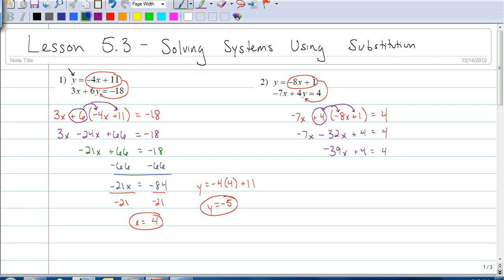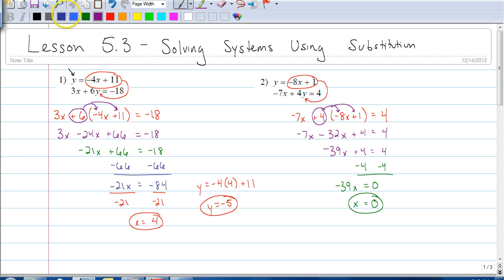Subtract 4 from both sides, and I get negative 39x equals 0. If I divide both sides by negative 39, that means x equals 0, which is always nice when that happens, because it makes it real easy now to find out what y is.